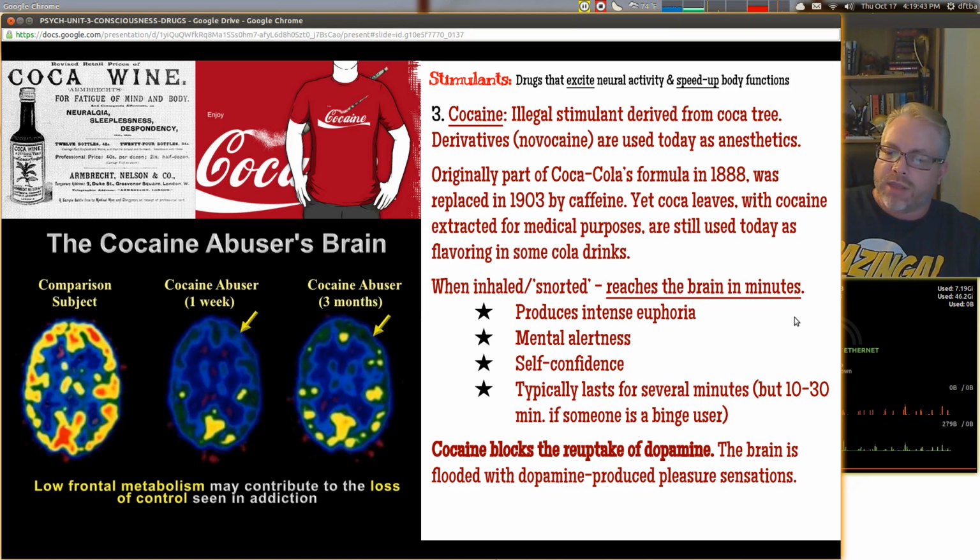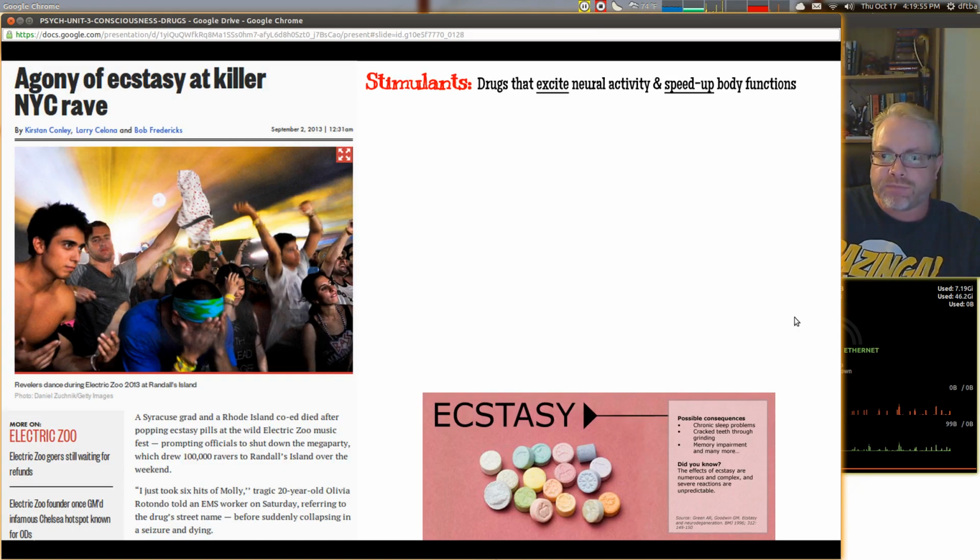Cocaine is going to block the reuptake of dopamine. The brain is flooded with dopamine, and it produces pleasurable sensations. That's why people want to continue to do this very destructive behavior.